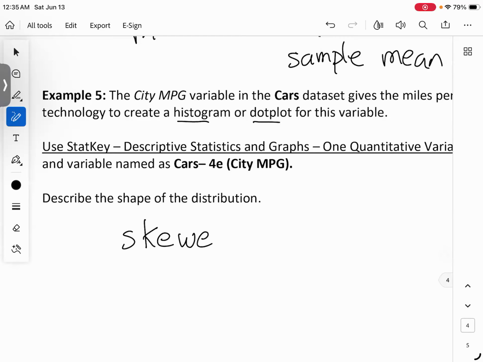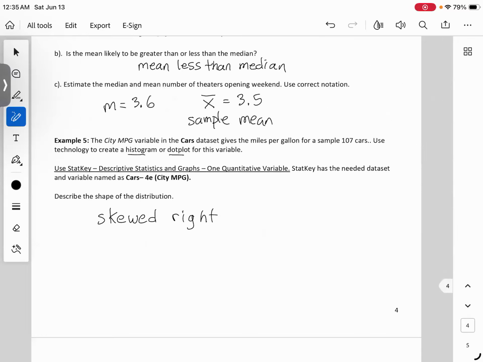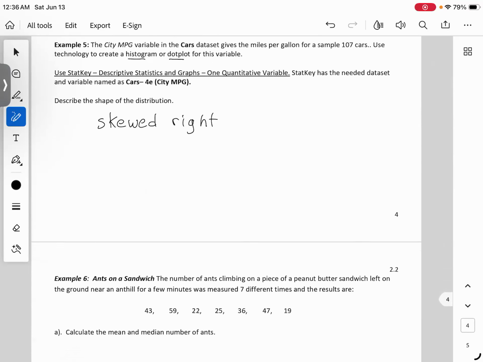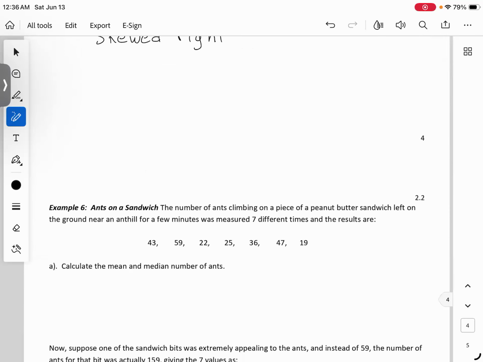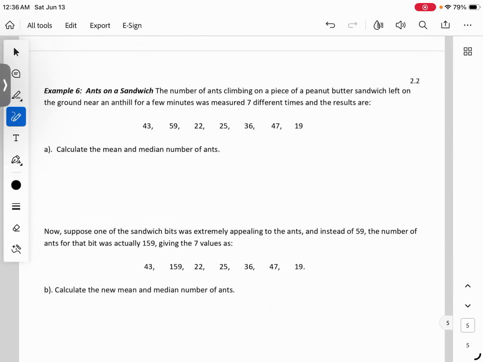And then you can't just write skewed right and not attach your StatKey. You've got to make sure, if you want the points for this problem, whenever it comes onto your homework, that you attach that StatKey graph or image to get your credit.